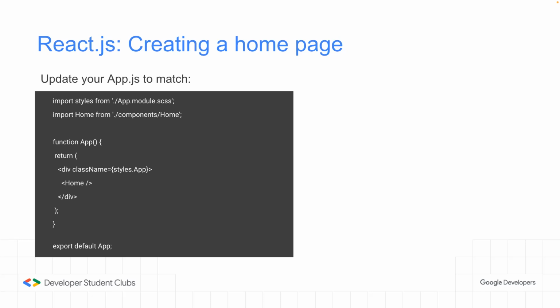Right after class name, are those curly braces or parentheses? After function app, those are going to be... No, right after class name. Oh yeah, those are curly. I see what you mean. Those are curly braces.